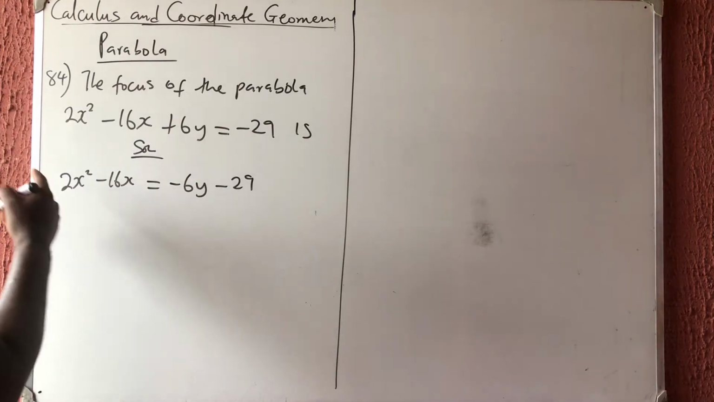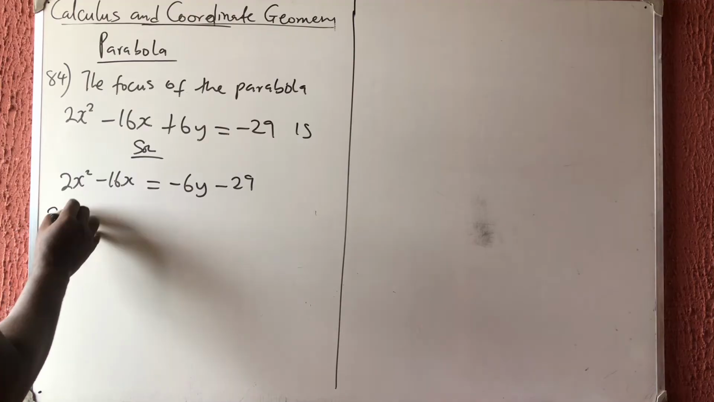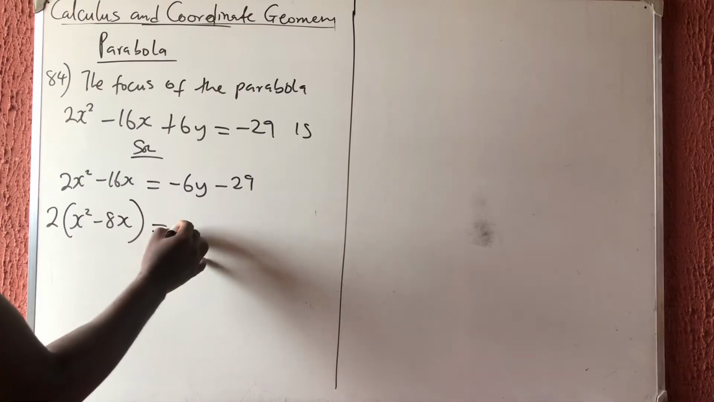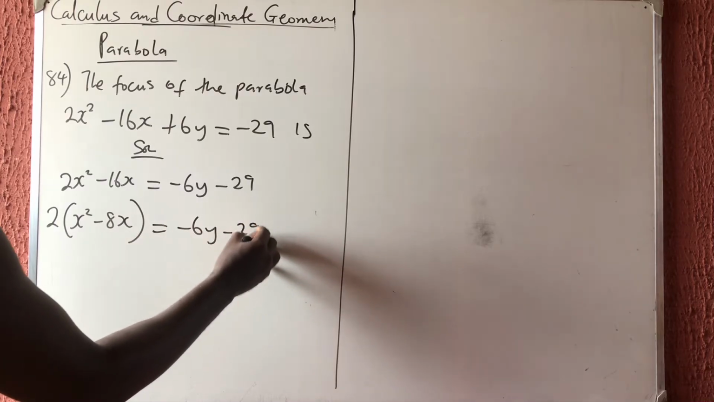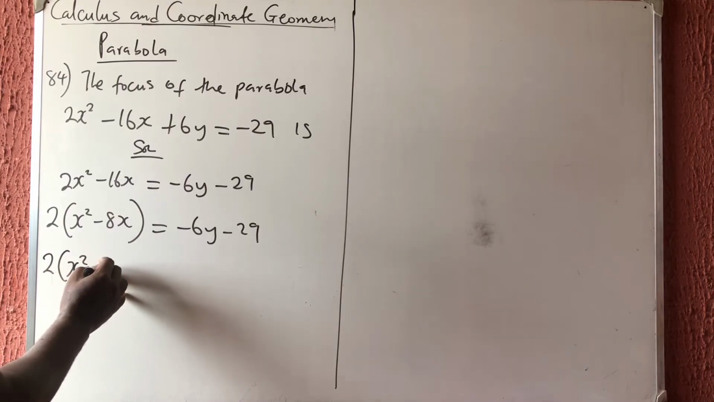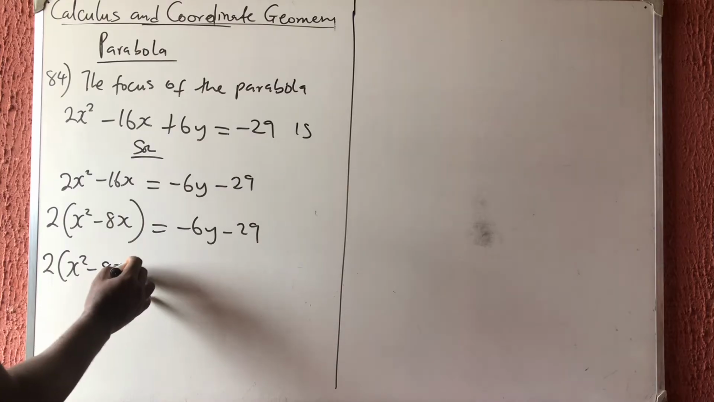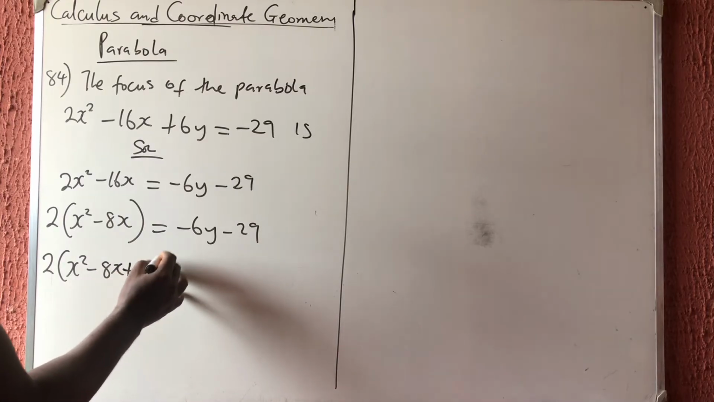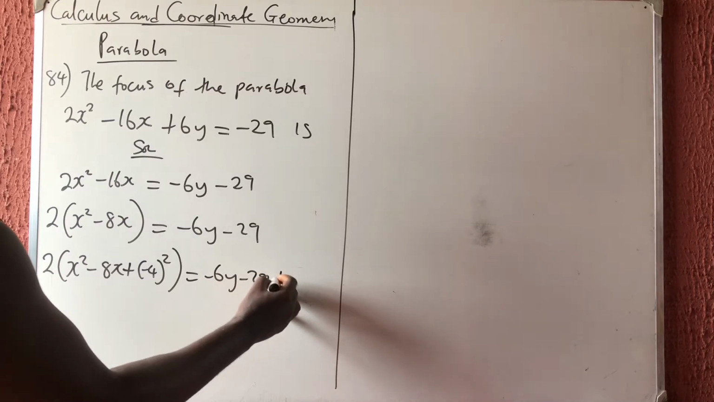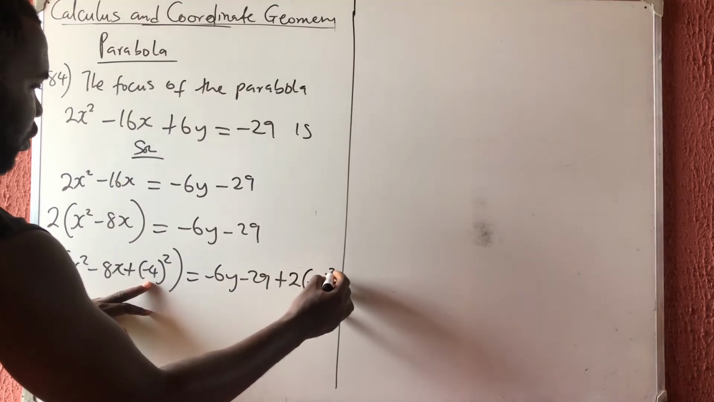Okay? So let's complete the square by factorizing. Factor out 2. If I bring out 2, I'm going to have x squared minus 8x, you close, is equal to minus 6y minus 29. Okay, this is now 2 into x squared minus 8x. Half of this is minus 4. Square it, I'm going to have minus 4 all squared, you close, is equal to minus 6y minus 29 plus 2 into minus 4 all squared.